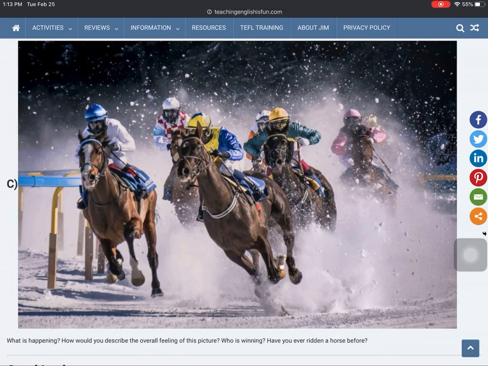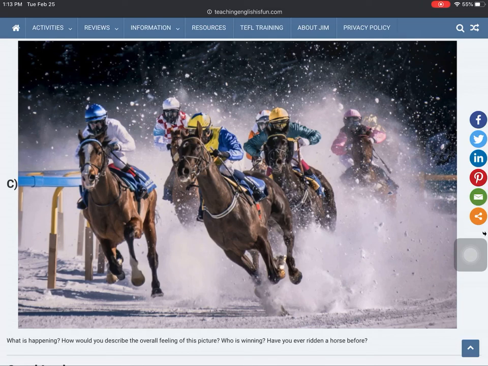Well, when I look at this picture, the first thing I think is a horse race, right? There's a horse race going on. This looks very intense, and there's a lot of action in this picture. I can see sand being kicked up by all the horses. And it looks like it's a very tight race. Tight race meaning it's a very close race, right?